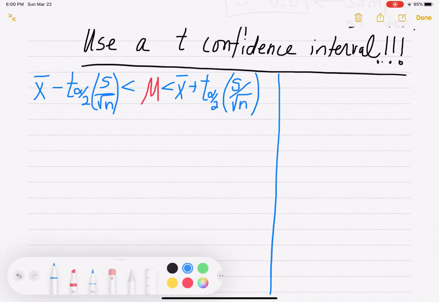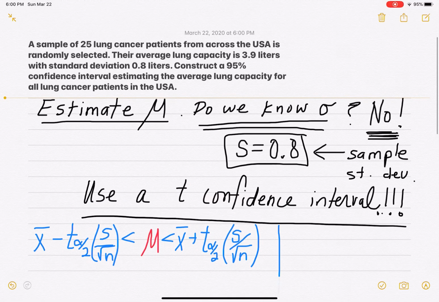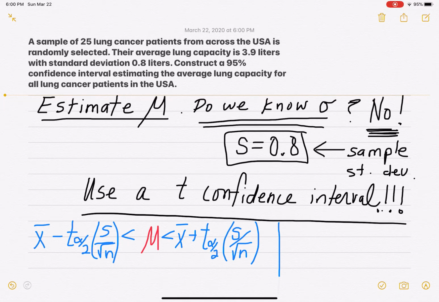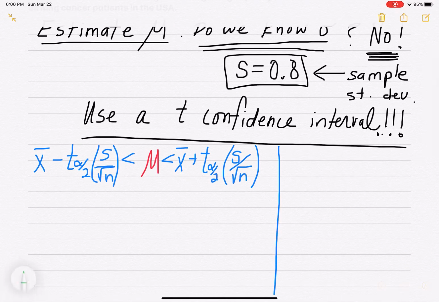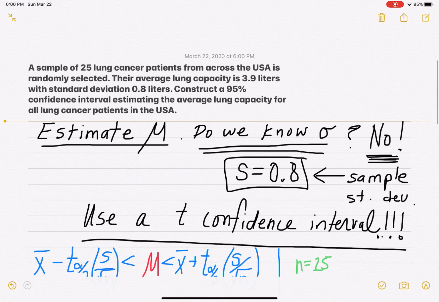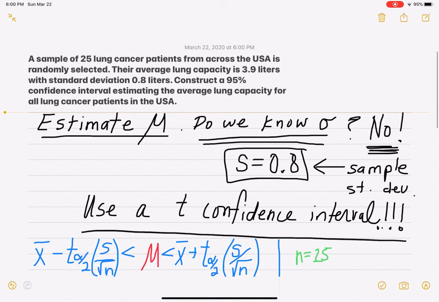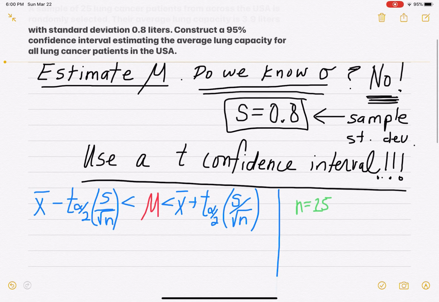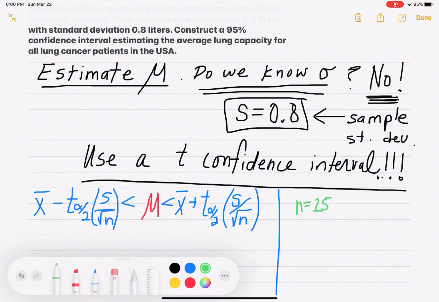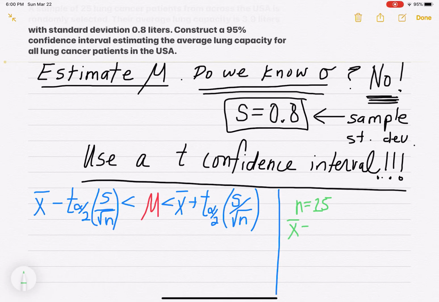So you go back and read really carefully. Looks like we had a sample of size 25, right? We had 25 patients that we sampled from. So N is 25. What else? What was the average of the sample? X bar. 3.9, right? That's the sample's average. So X bar is equal to 3.9. What's S? The standard deviation of the sample. We said it was 0.8, right?